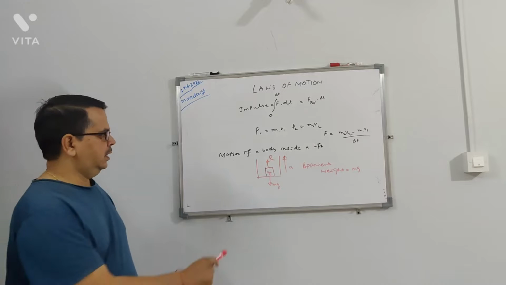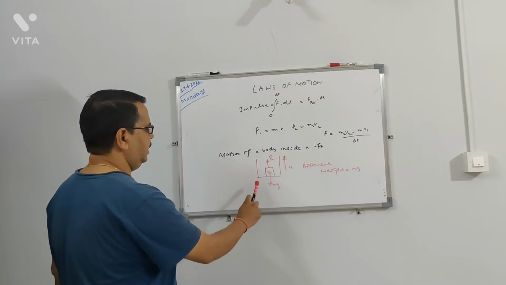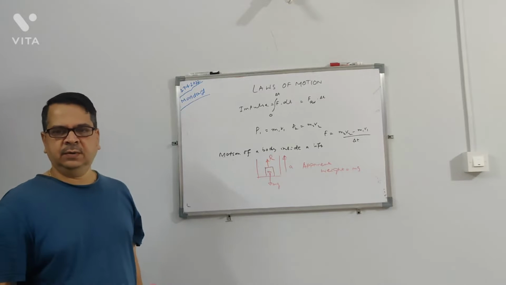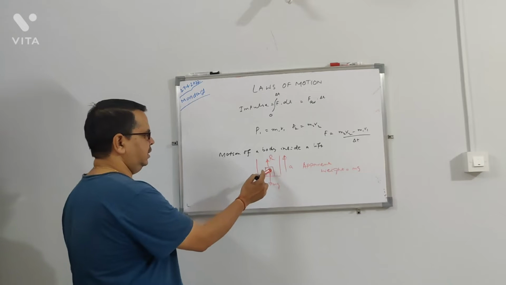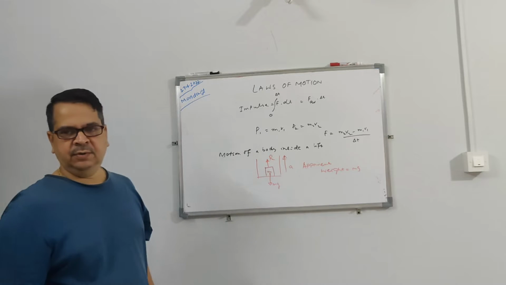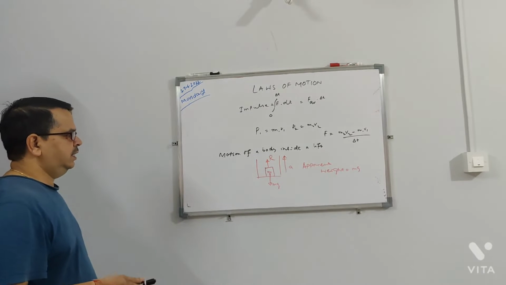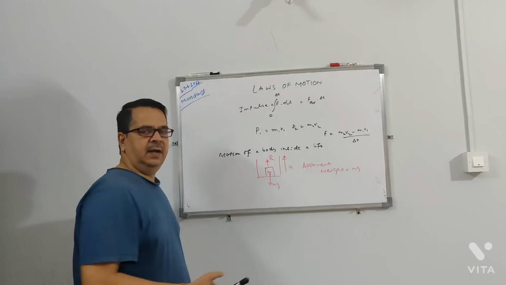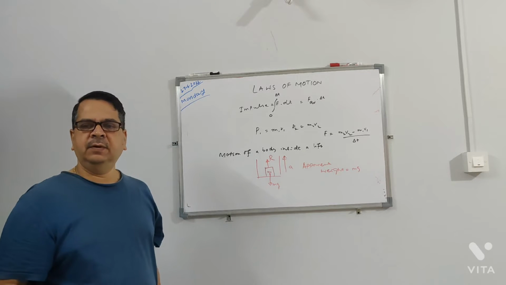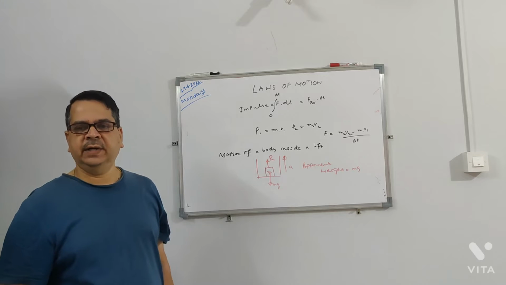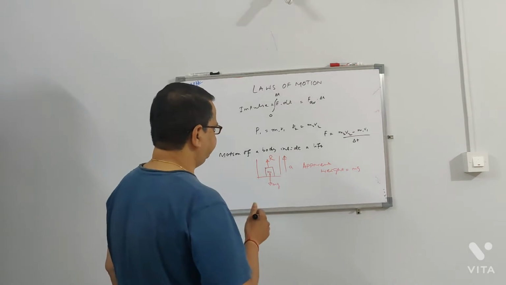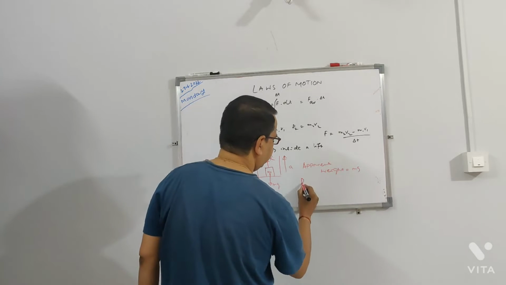And there is another important thing: say when a lift is accelerating upward. You are standing on this lift. Your mass is say m. When you are going up, there will be an apparent increase in your weight. Why is it so? Because that R is nothing but your apparent weight.